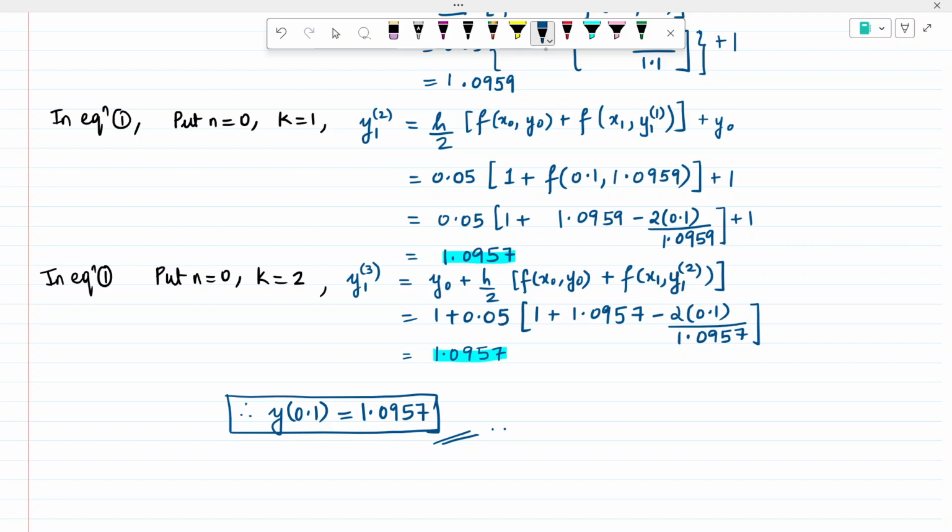Yes, ma'am. If they ask you y at 0.2, what will you do? You will take this as the starting point and repeat the entire sum. Just like we took x0, y0 as 0 and 1, if y at 0.2 is asked, you take this as the starting point: in place of x0 it will be 0.1, in place of y0 it will be 1.0957, and then again you will repeat the entire sum. I hope both of these methods are very clear.